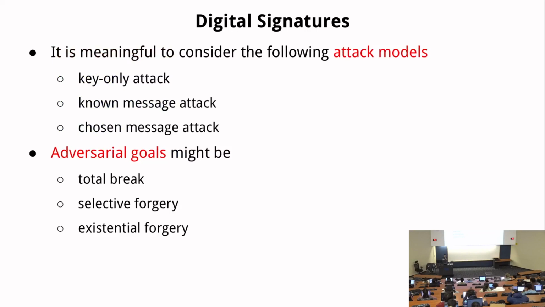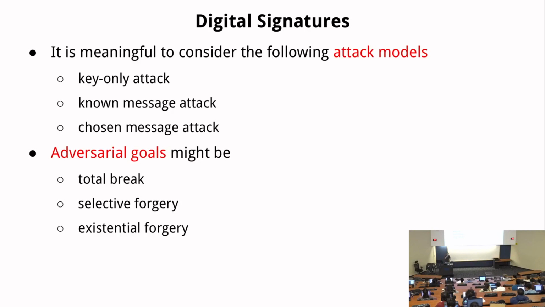So obviously, we have the same attack models as other crypto, like symmetric key crypto systems: chosen plaintext, known plaintext, or key-only attacks. The attacker's goal could be different, depending on whether you are using encryption or digital signature. It could be a total break of your system, or selective forgery and existential forgery. We talked about those two concepts last class.